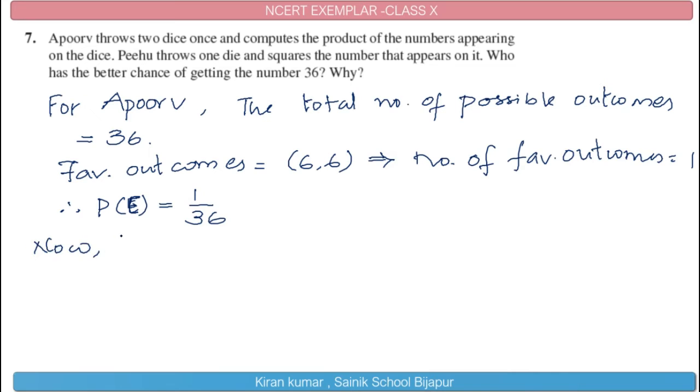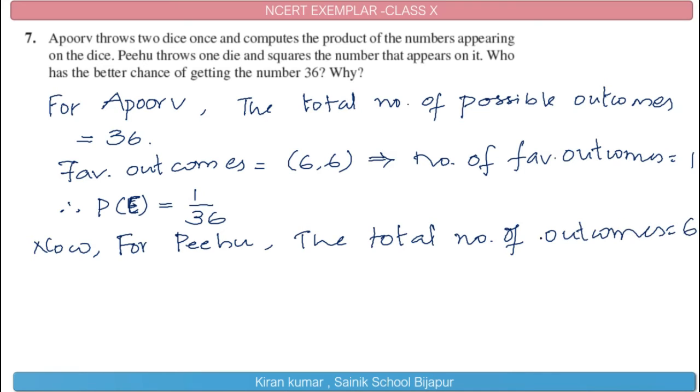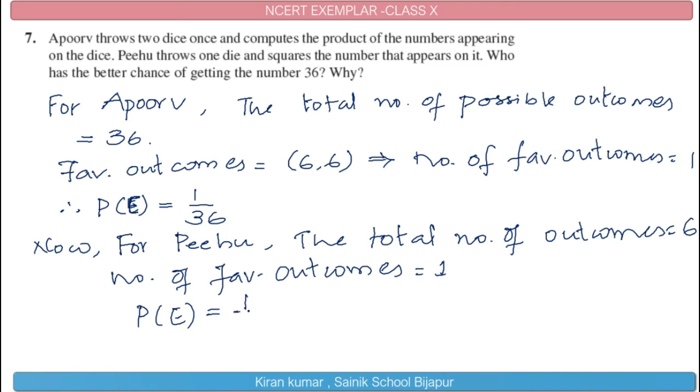Now, for Pihu, the total number of outcomes is just 6, and the number of favorable outcomes is only 1, because 6 square is only 1 time. So the probability of the event of getting 36 will be 1 upon 6.